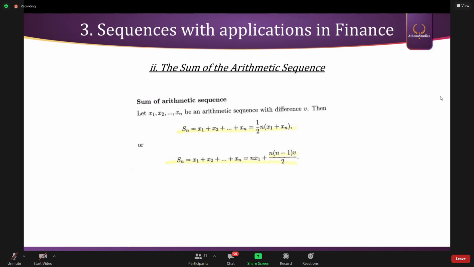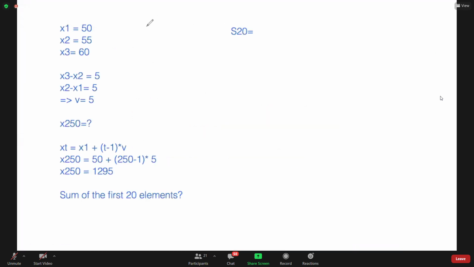So I'm too lazy to calculate it. I don't want to. So therefore, I will apply the second formula just because I don't have to take an extra step to calculate another variable when I can just go ahead and write according to this formula right here. So I'm going to apply n multiplied by the first term plus n multiplied by n minus 1 v, divided by 2. On the whiteboard, S20 will be equal to n, which is the number of numbers, which is 20, multiplied by the first term of my sequence, which is x1 equal to 50, multiplied by 50.